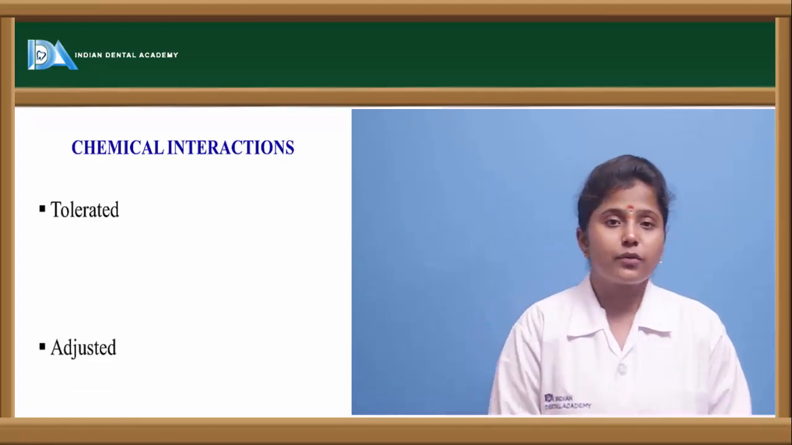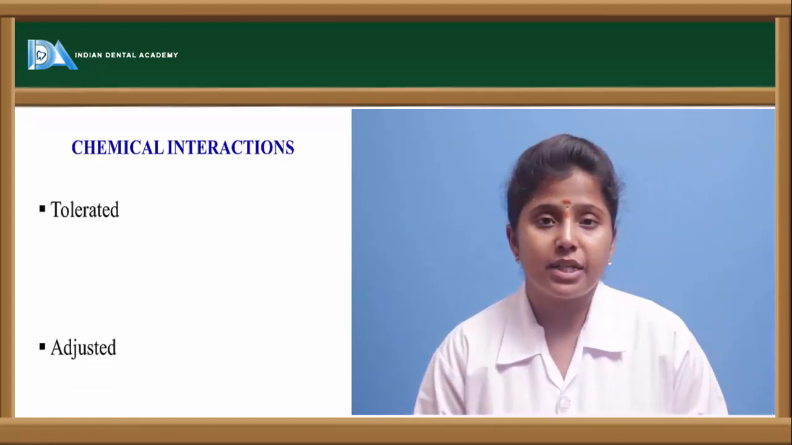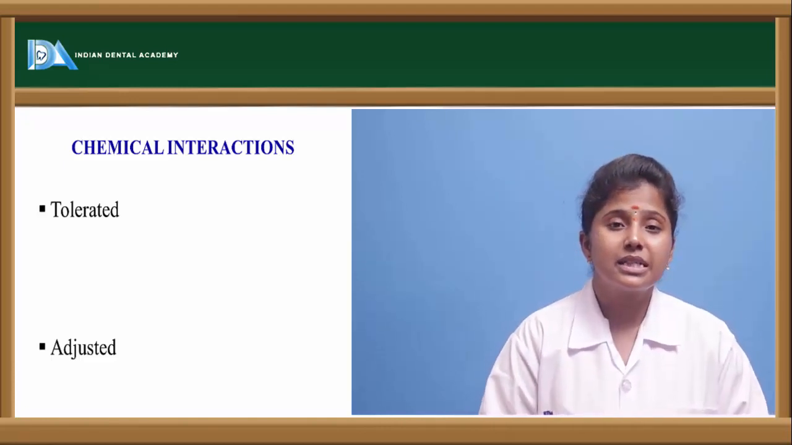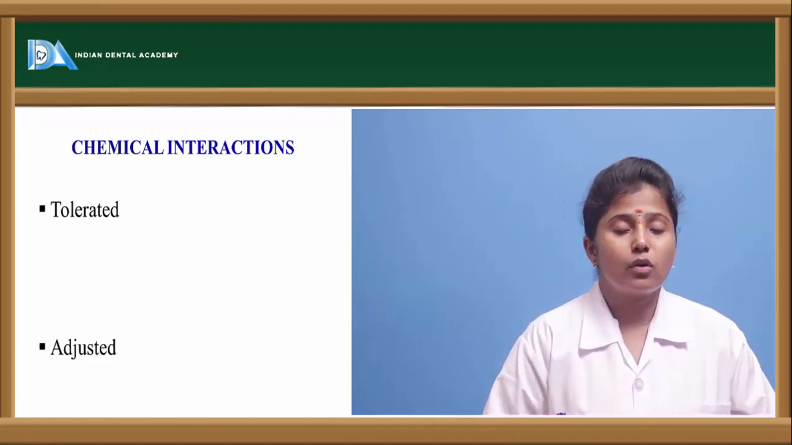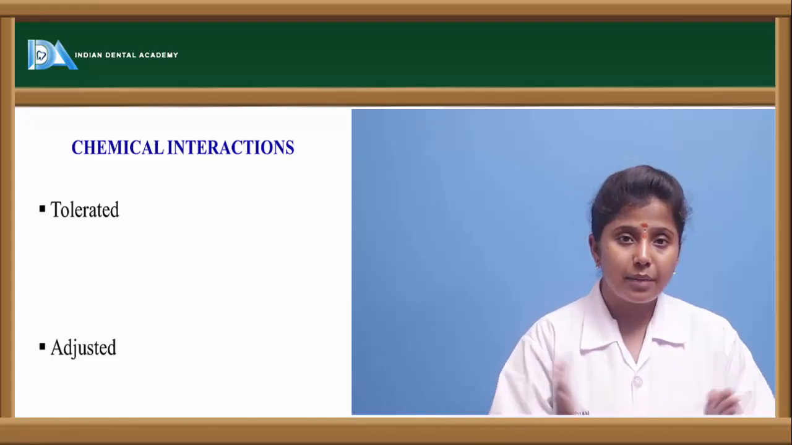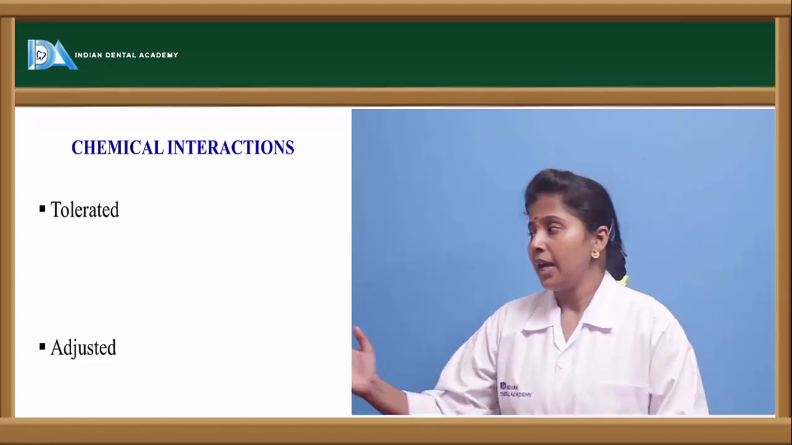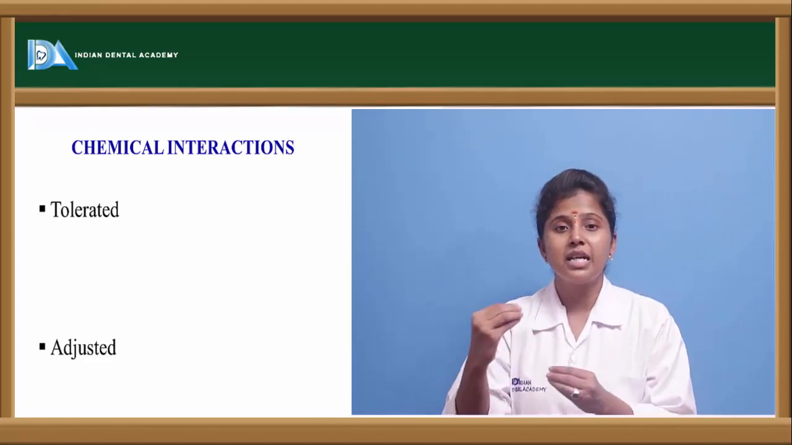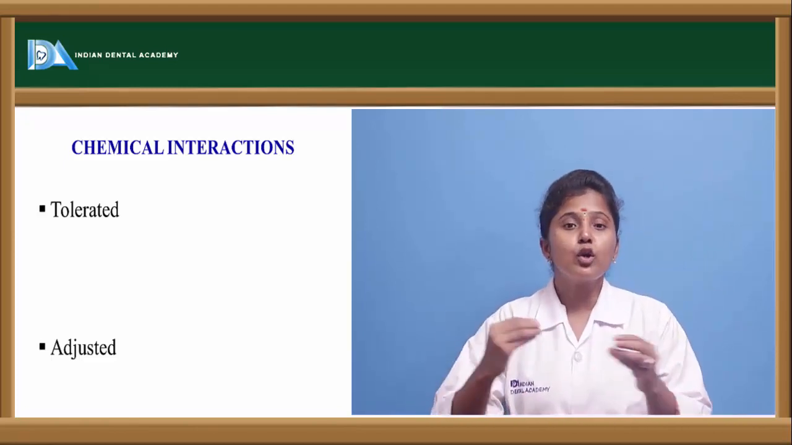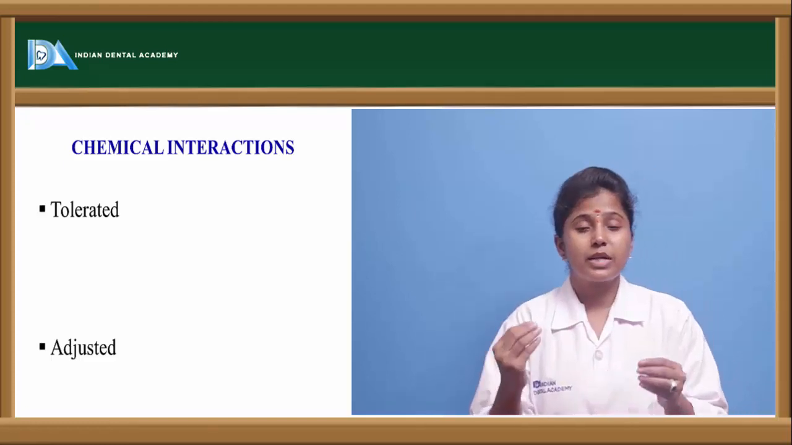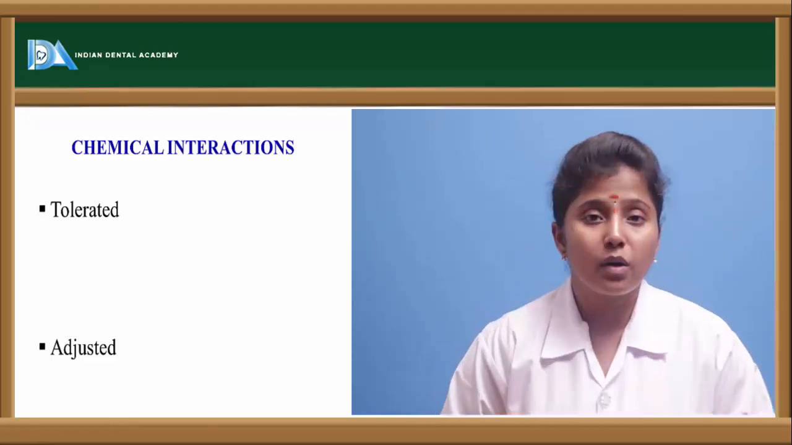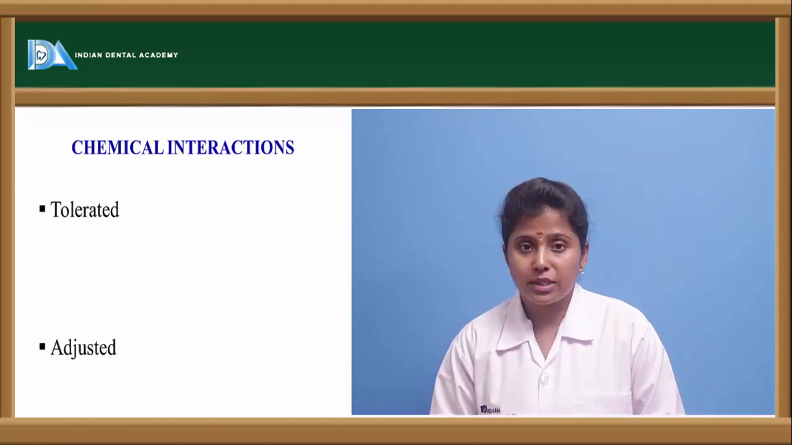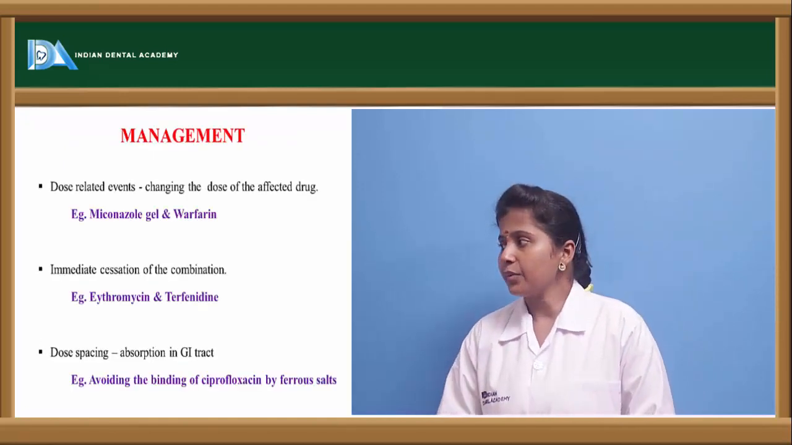Chemical interactions are of two types, tolerated and adjusted. Tolerated means the interaction may be tolerated to some extent. And adjusted in the sense that by adjusting one or two compounds, the appearance or the interaction can be reduced to some extent. The other one is management.